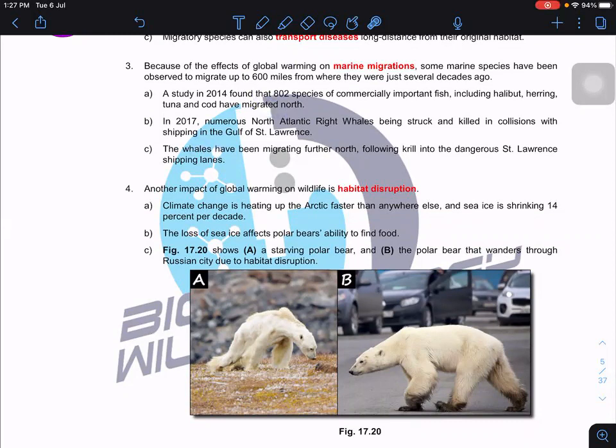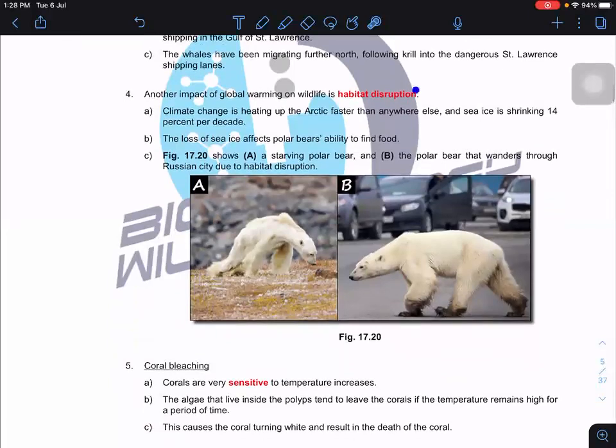And because of this, the whale is also migrating further north, following the krill into the dangerous St. Lawrence shipping lane. Now, the krill is the food source for the whale. So because the krill migrates, the whale follows. But the problem is the whale now enters the shipping lanes, and then collisions take place, they are hit by the ship. Another impact of global warming is definitely habitat disruption. You can see the picture showing the starving polar bear, and also the polar bear that wandered through a Russian city due to habitat disruption.